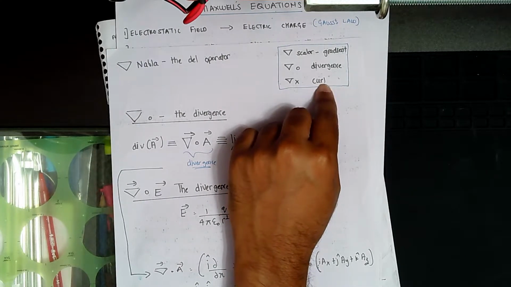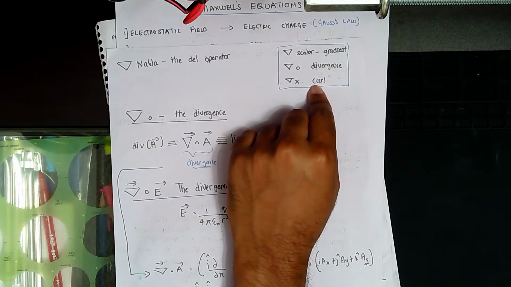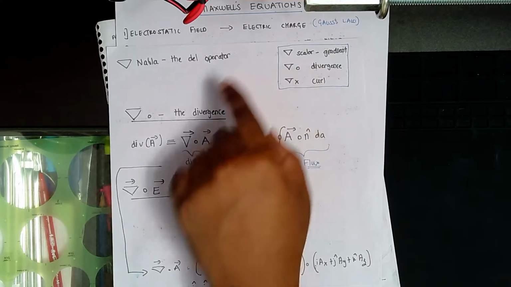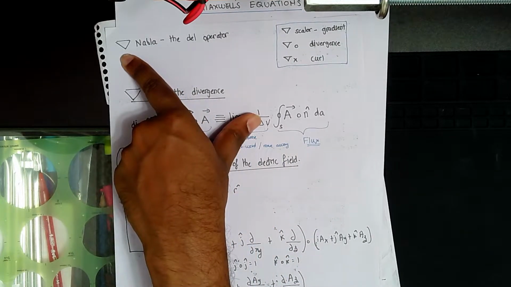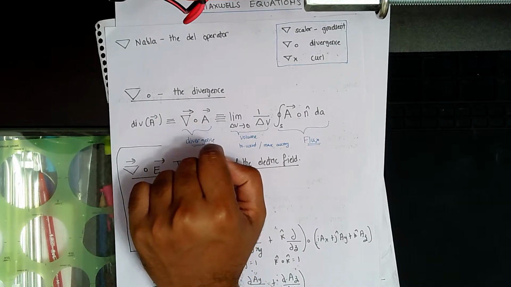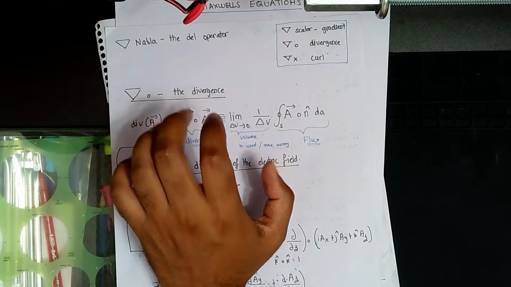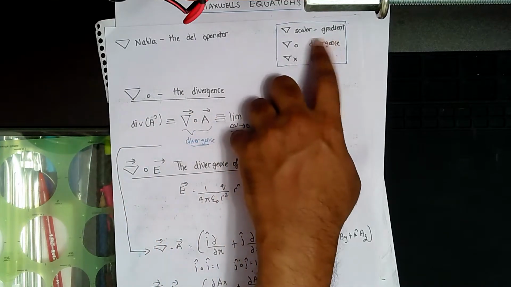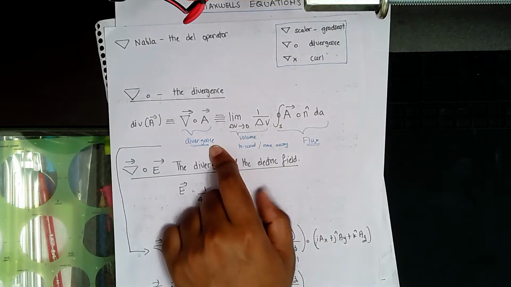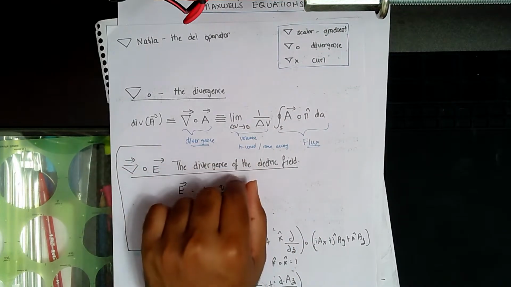You'll have something called a curl, and this would be more relevant in equations 3 and 4 of Maxwell's equations. But what we're dealing with is divergence. So when we do a derivative over a dot product in Maxwell's equation, we are talking about the divergence or the convergence. So what exactly is a divergence?